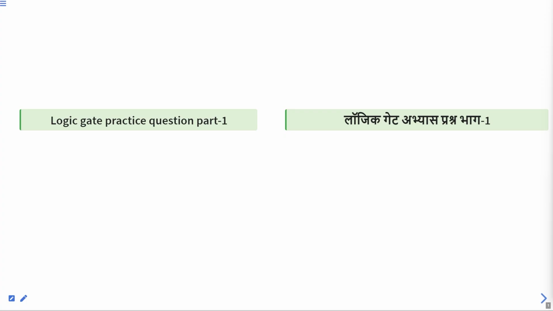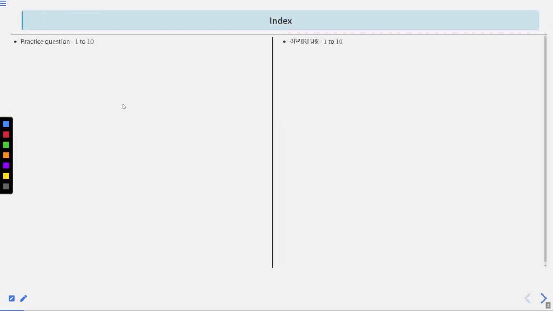Hello students, in today's lecture we will solve some practice questions based on Logic Gate part 1. In today's lecture we will cover practice questions from 1 to 10.